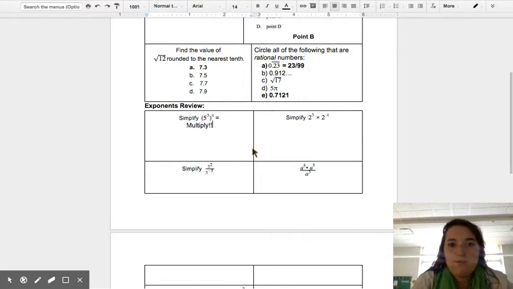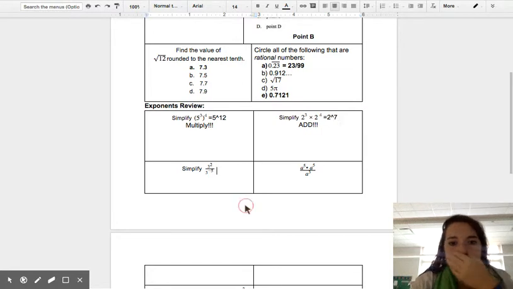All right, for the exponent review, when you raise an exponent to another power, what do you want to do? You want to multiply. So this would be 5 to the 12th power. I'm just going to draw a caret to save time. For this one, when you're multiplying with the same base, what do you do? You add the exponents. So this will be 2 to what power? 2 to the 7th power.